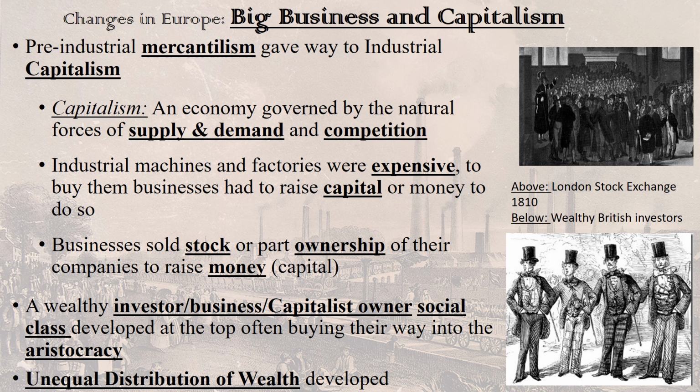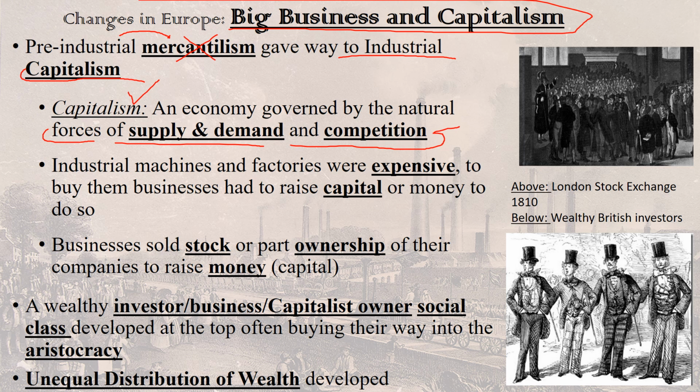We also see changes in Europe dealing with big business and the advent of capitalism. This pre-industrial mercantile system, where trade is aggressively protected and controlled by the government, is going to die out, and it's going to give way to industrial capitalism. Capitalism is an economy governed by the natural forces of supply and demand. We talked about this, and we're going to talk about it again. This was the theory of Adam Smith in his pivotal text, The Wealth of Nations, published in 1776.